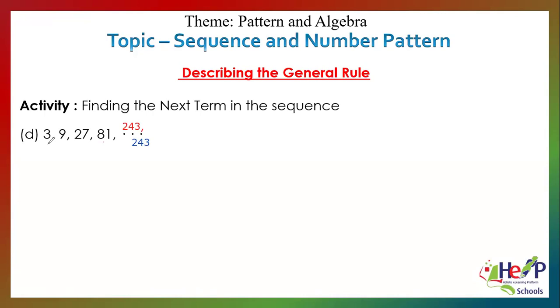I added 3 to every number. Did you add 3? So from 3 to get 9, you added 3. Does it give us 9? 3 plus 3 gives us 6.